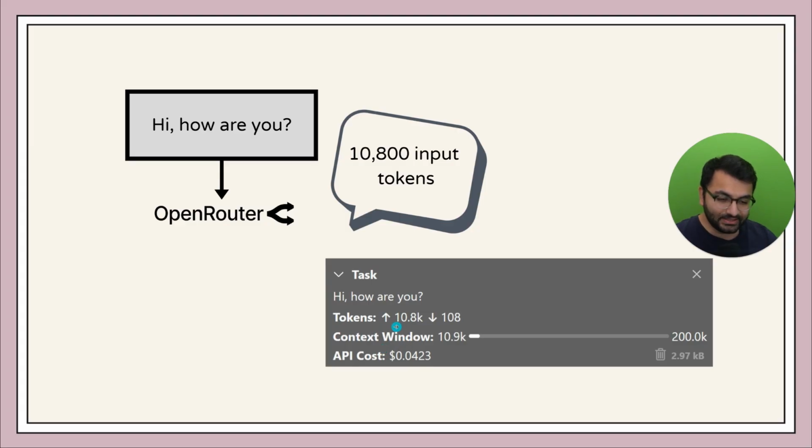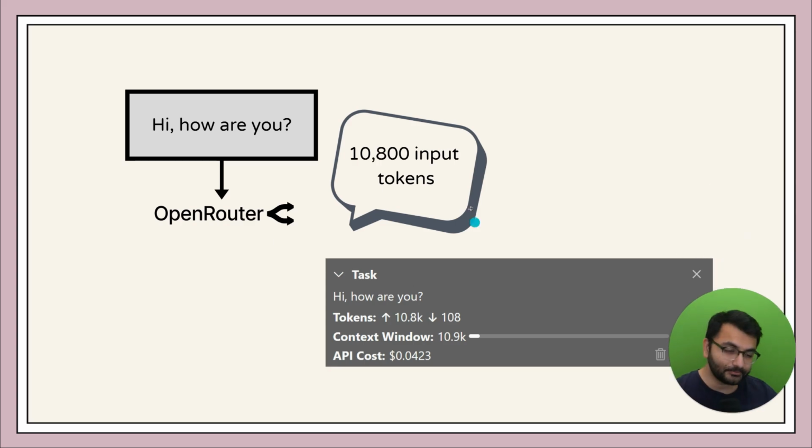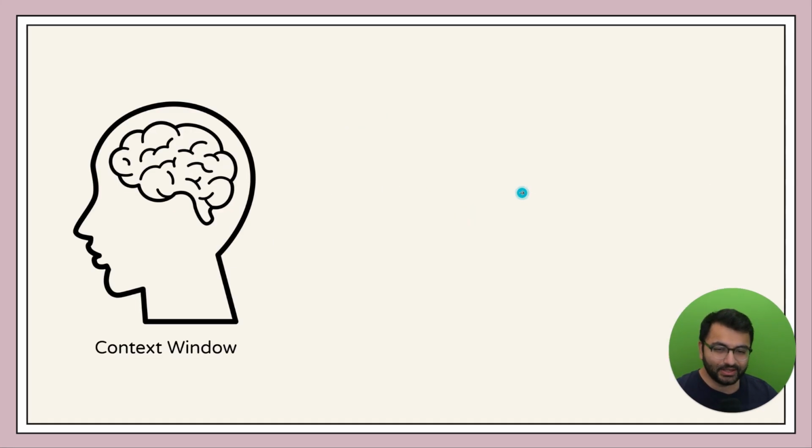Now, if we take a look over here, we have something that's known as the context window. So far, based on the input and the output, we filled up about 10.9K tokens from our 200K token context window. Different models have a different context window. You can think about the context window as just the memory of a large language model.